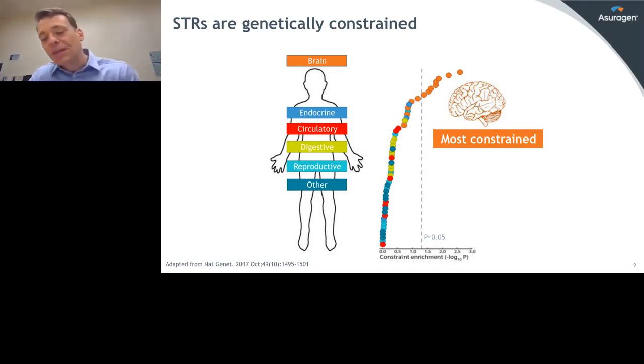But what was really fascinating about this study was the genes that were most constrained were abundant within the brain compared to any other tissue. And that's tantalizing to think about, given that many of the canonical repeat expansion disorders are pathogenic in the brain and brain-related tissues. So let's recap.